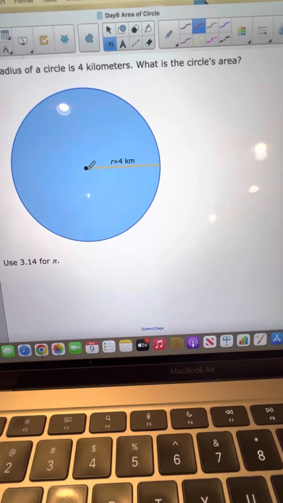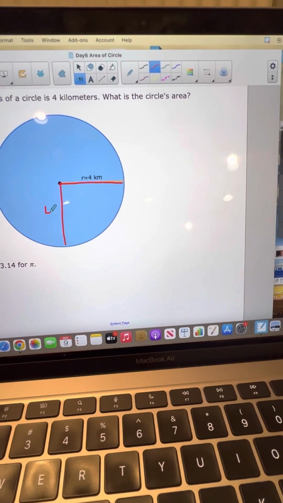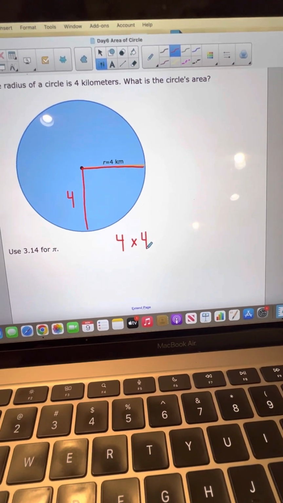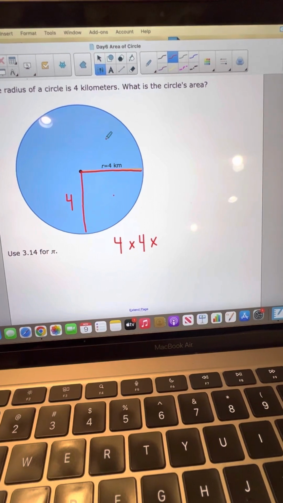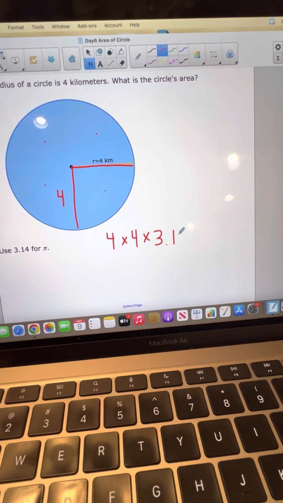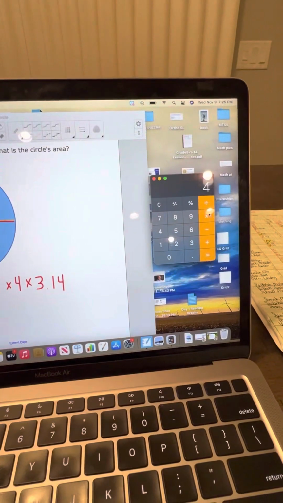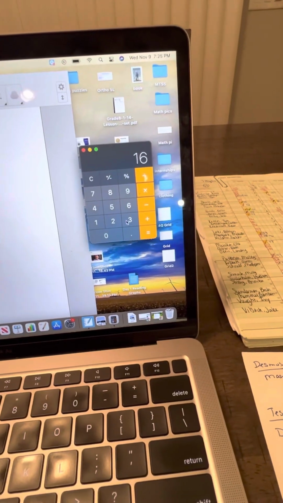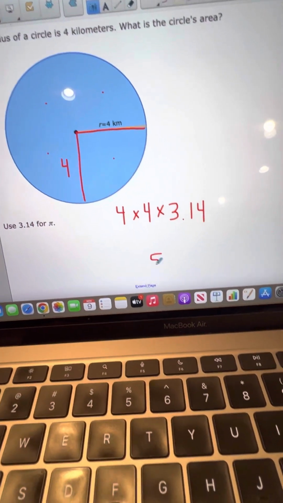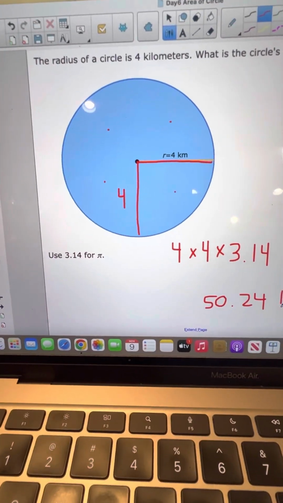So basically, things to remember about area of a circle, that's the space, the blue spot, the space on the inside. You always want radius times radius. So you want 4 times 4. And then, since there's 4 spaces, but that's too much, you're gonna take 4 times 4 times 3.14. And the answer for this one would be 50.24.